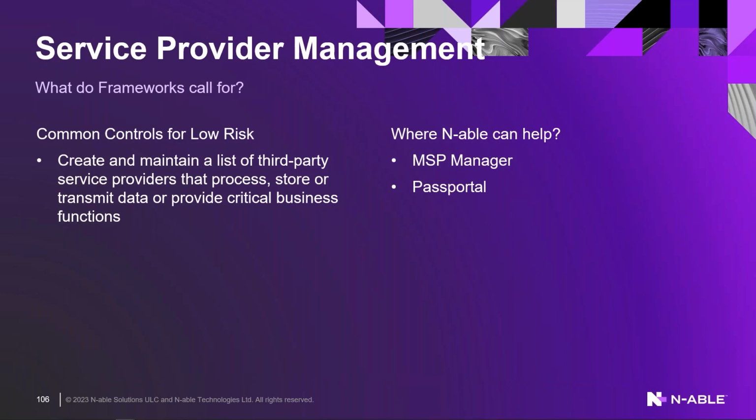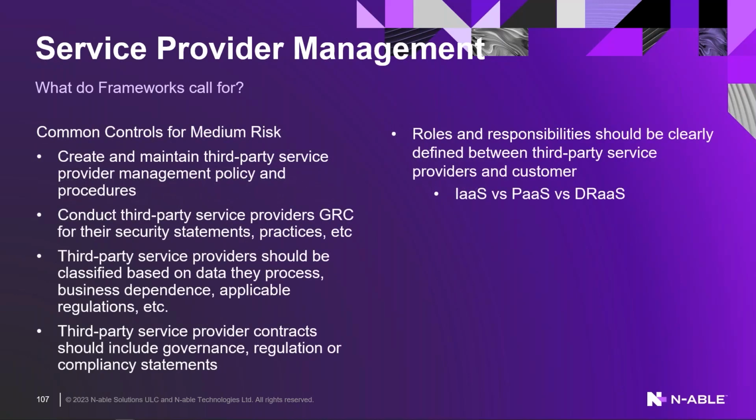On the low risk, the common thing that they're asking for across the board is you need a list of your third-party service providers, and you need how they're related to the business and their contact information. That's kind of what they're asking. Whenever you move up to the medium risk, they're asking for quite a bit more on managing that relationship with third-party service providers: creating and maintaining a third-party service provider management policy and procedure, so everything's written down and documented, so whenever the auditors show up, you can point it out to them.